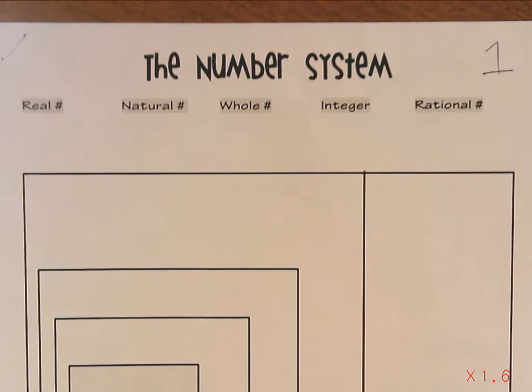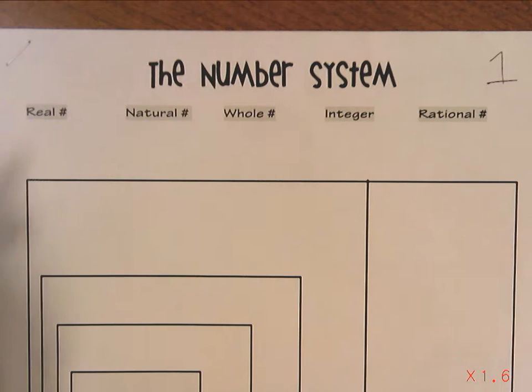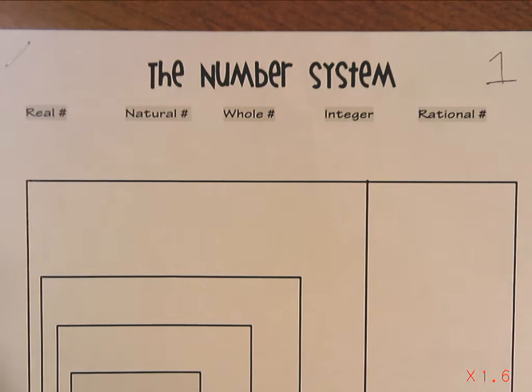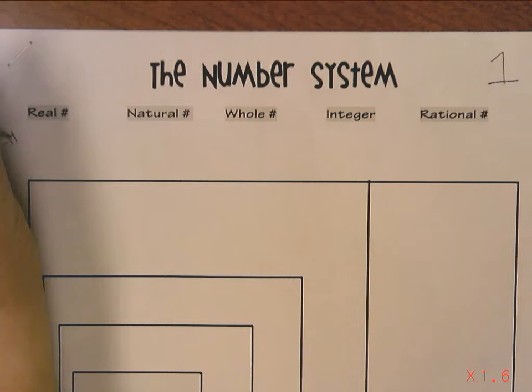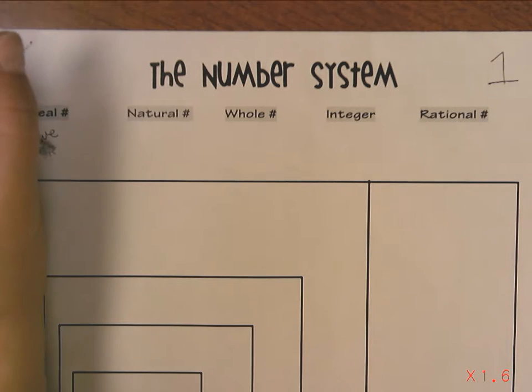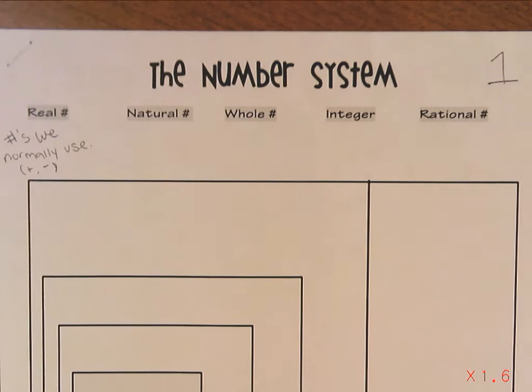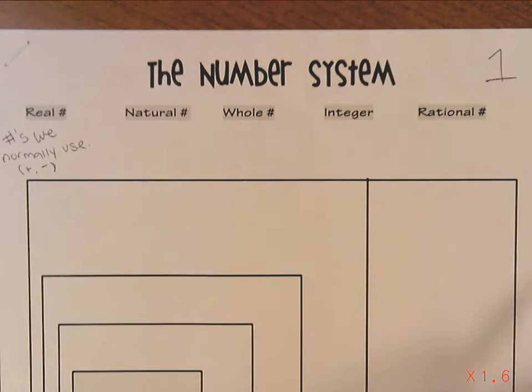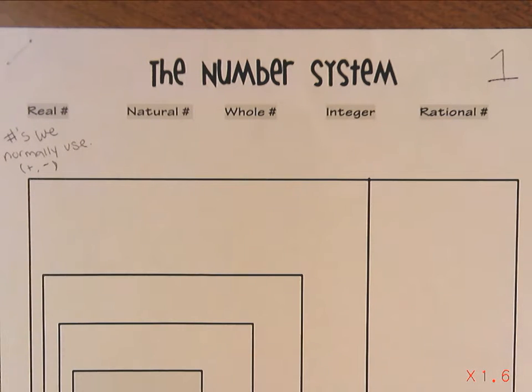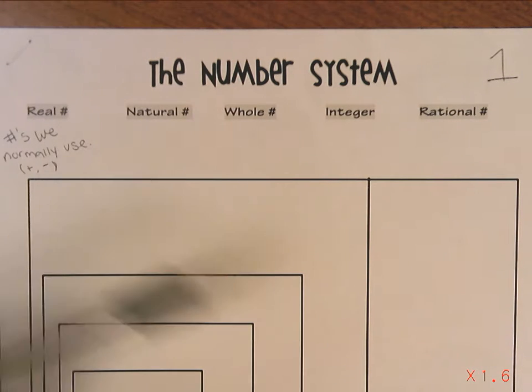All right? So first thing is a real number, which are numbers we normally use. And that can be positive or negative, large or small. And so this graph down here is going to be considered the real number boxes. We're focusing on the real numbers.